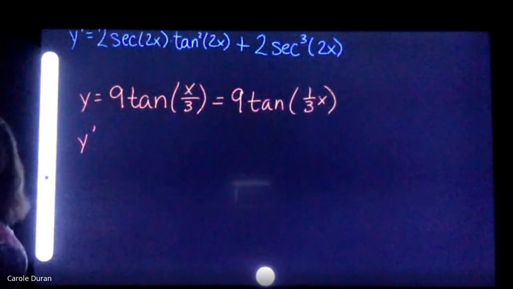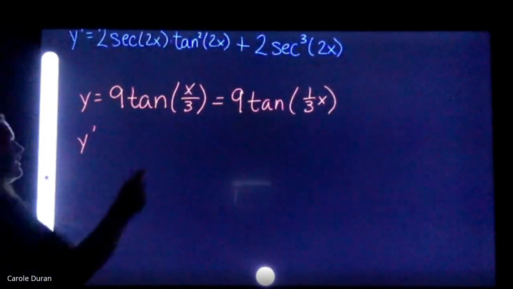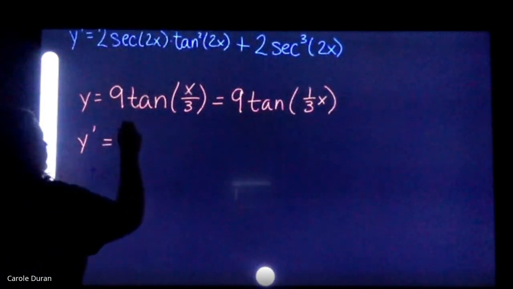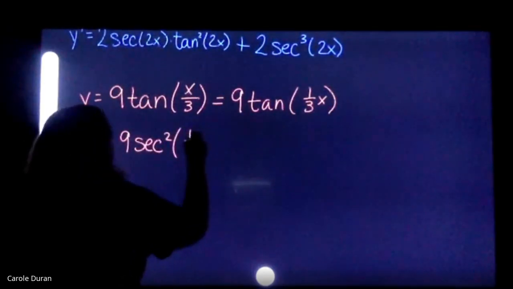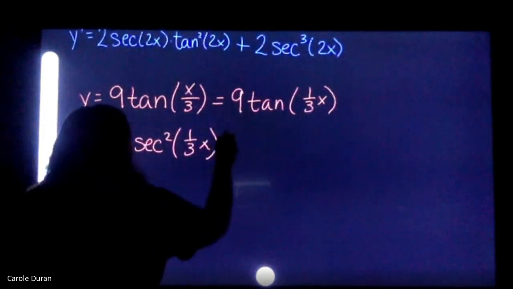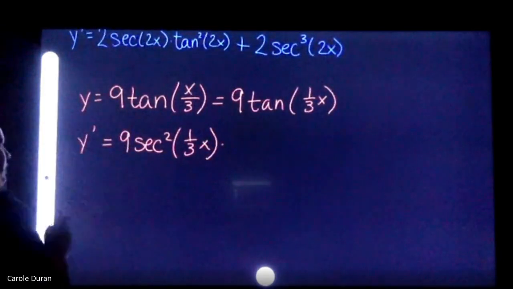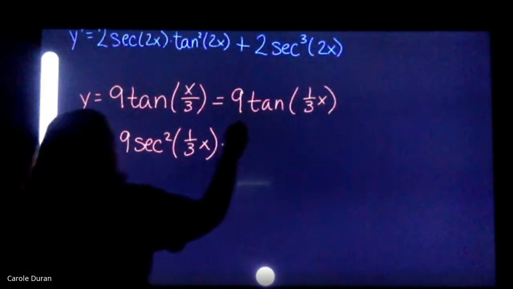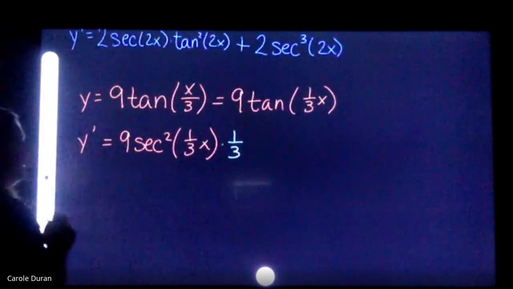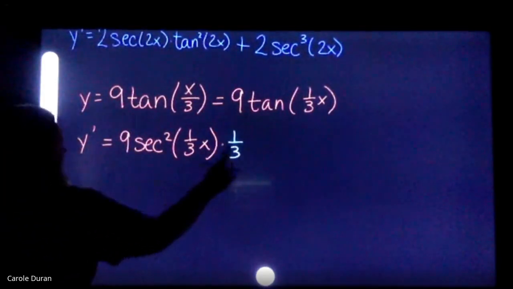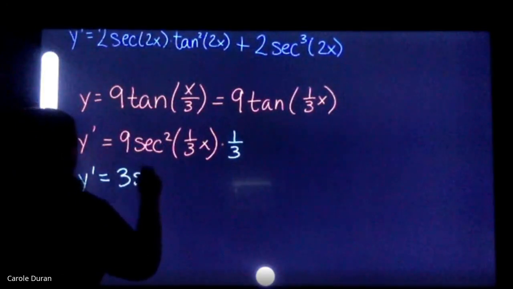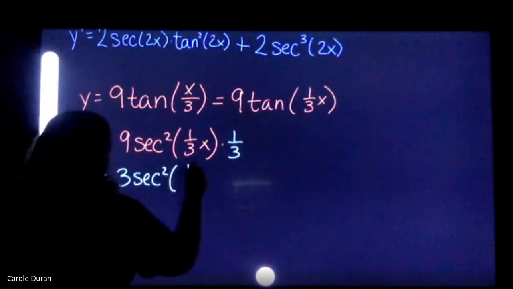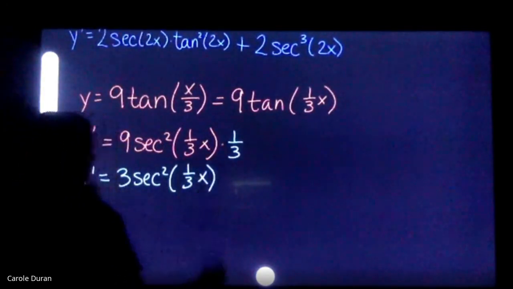I know the derivative of tangent is secant squared. The 9 is a constant, so it's just going to stay out front. So I have 9 times secant squared of 1/3 x, and then times the derivative of 1/3 x, which is just 1/3. I can put my stragglers together, so the 1/3 and the 9 come together to get 3 secant squared of 1/3 x.